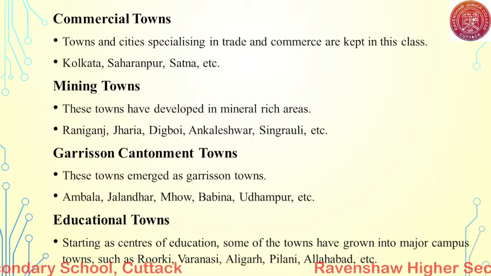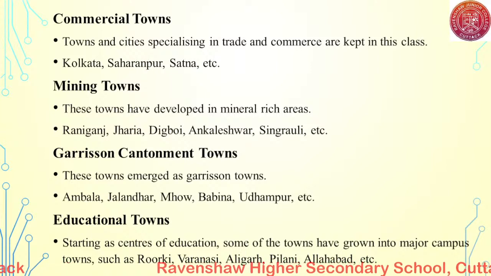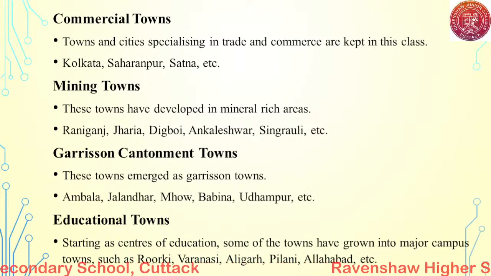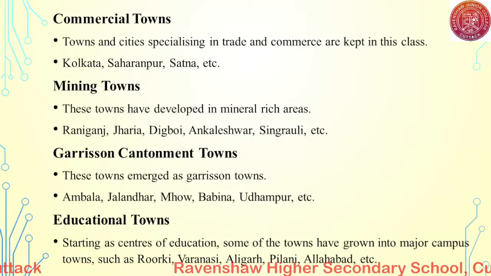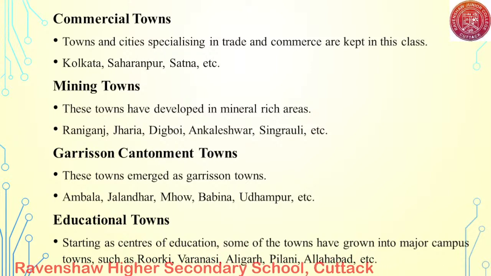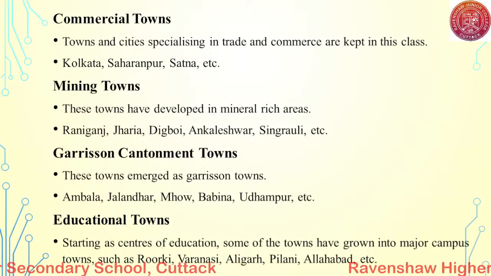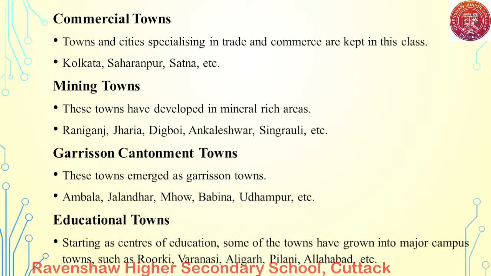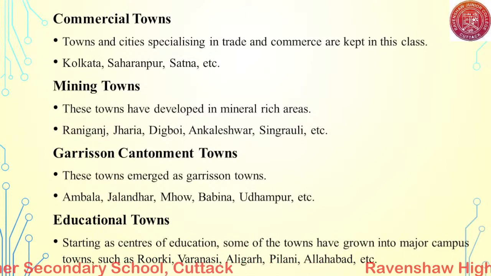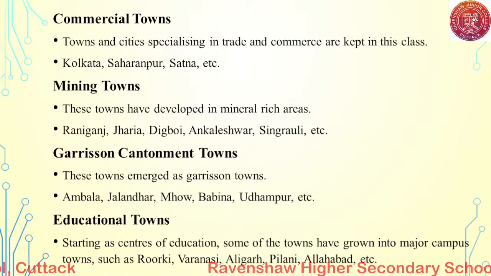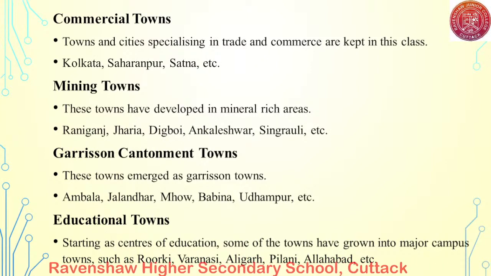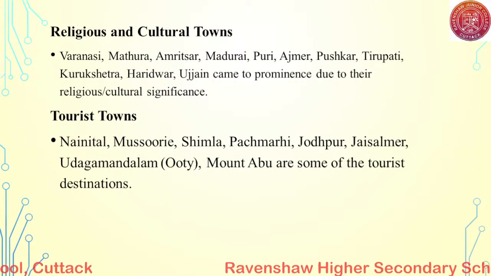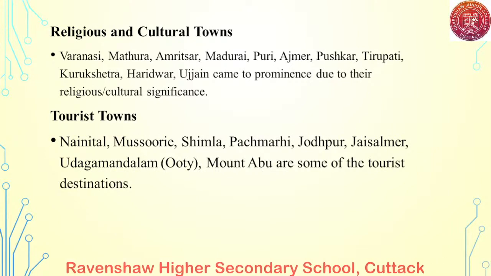Then the next category is garrison or cantonment towns, and these towns emerged as garrison towns, that is, fort towns. For example, Ambala, Jalandhar, Babina, Udhampur are garrison or cantonment towns. Then academic or educational towns: some urban settlements have developed as centers of education and are famous for academic activities, like Roorkee, Varanasi, Aligarh, Pilani, Allahabad. These are places in India which are famous for educational activities and have emerged as educational towns.